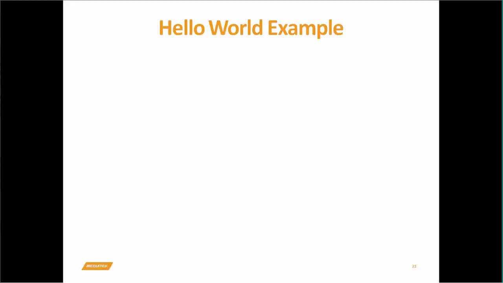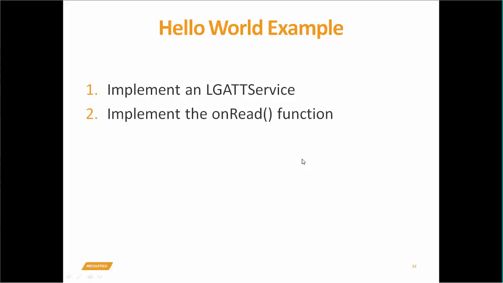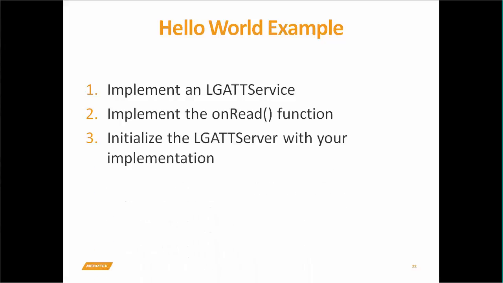So how are we going to do the Hello World example? We first have to extend the LGATTService class, so we will implement our own one. In that extension, we will have to implement the onRead function. Once we have finished creating this service, we then have to initialize an LGATTServer with our implementation, and we have to handle the incoming requests. So let's have a look at how we're going to do that.